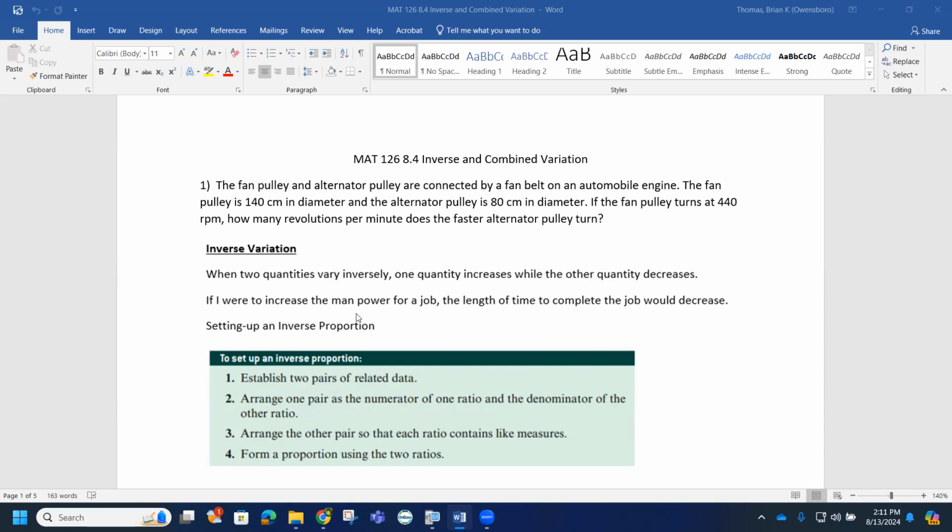So if I were to increase the manpower for a job, the length of time to complete the job would also decrease. So keep that in mind as well. If you increase manpower, the time to complete the job decreases. So that's another example of inverse variation.